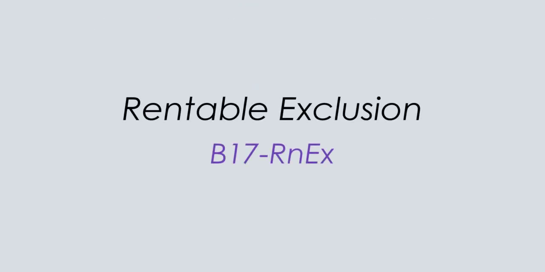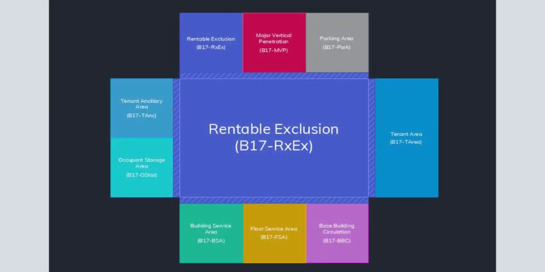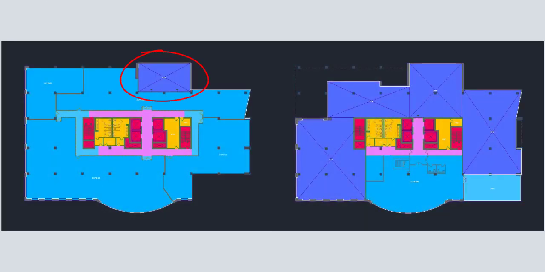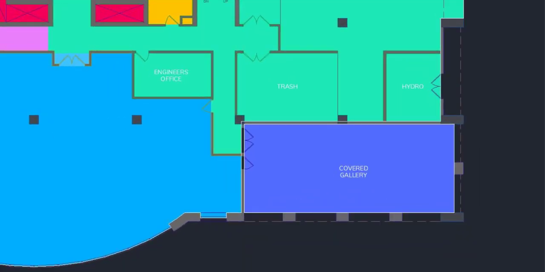Rentable exclusion, B17-RenX. Rentable exclusions take wall priority over all other space classifications. These areas include open to blows or building voids. Now, colonnades, covered galleries, and similar unenclosed building features are also considered rentable exclusions, but are polylined independently and require a separate boundary area.